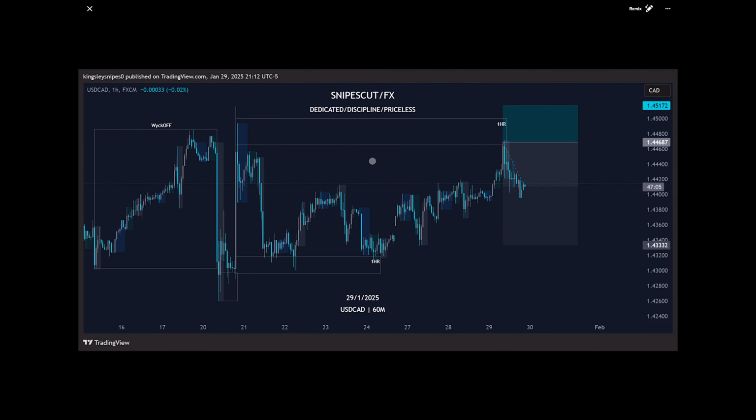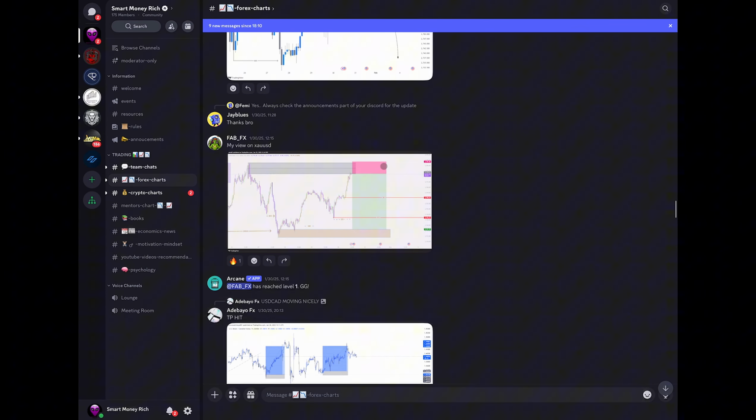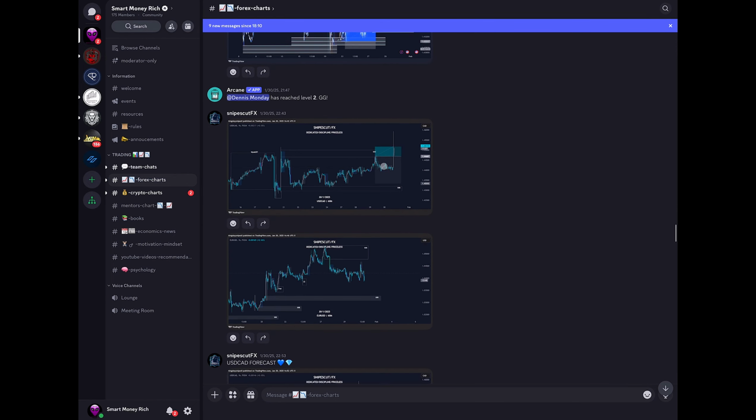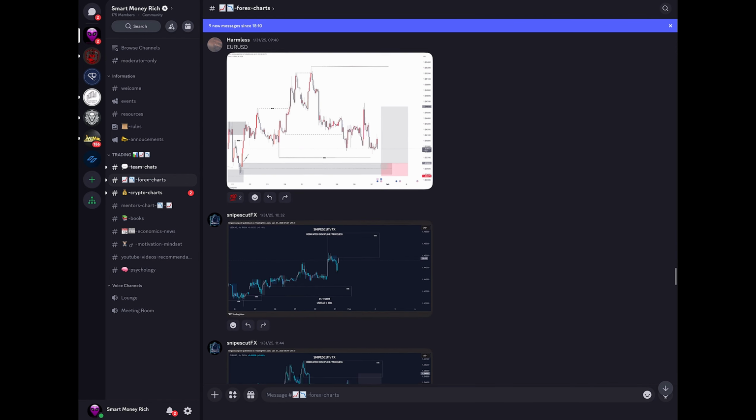If you look at this entry from Snipes on USD CAD, you see how he actually sniped it, right? This is Snipe Scott FX, right? You see that this was on USD CAD 1 hour. You see that he waited for price to come, liquidate this level, fill the imbalance, tap into this 1 hour order block, and price started selling. You understand? This is just what we apply into our day-to-day trading, and this is how we make money.